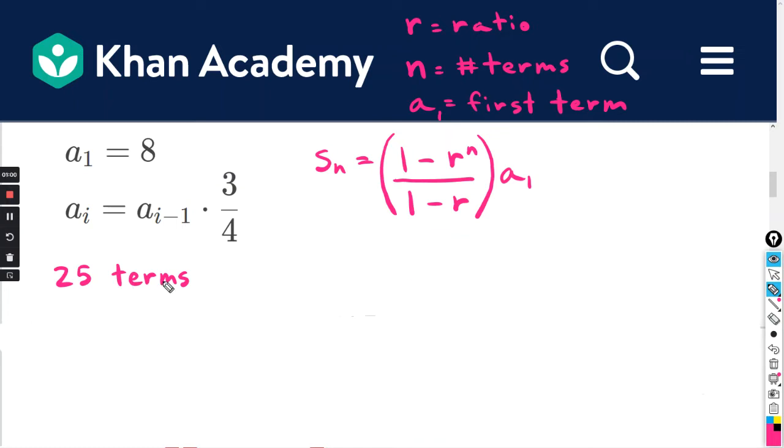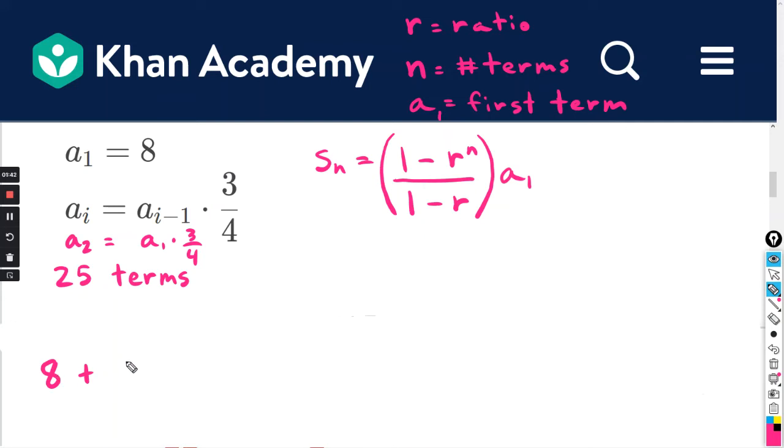And they wanted us to find the first 25 terms. As you can see, A sub 1 is our starting point, and then you're just taking the previous term each time and multiplying it by 3/4. So A sub 1 is going to be 8. And right here, let's say you have A sub 2. Then you just subtract the 2 from 1. So A sub 2 is going to be A sub 1 times 3/4. We're simply multiplying by 3/4 each time.